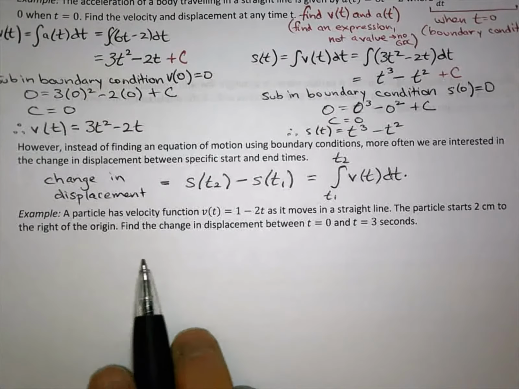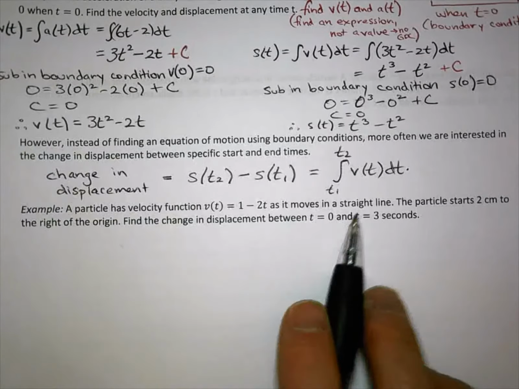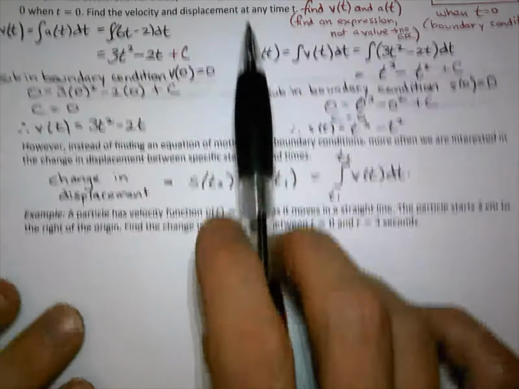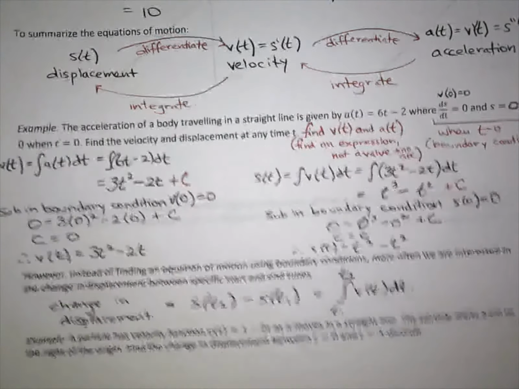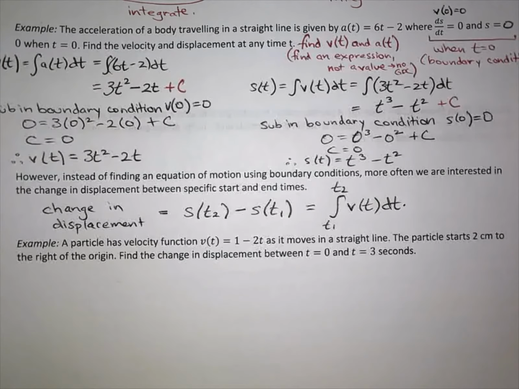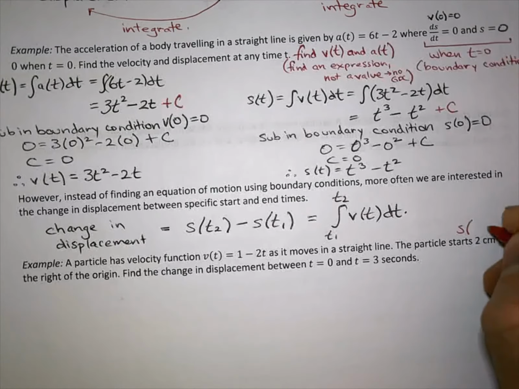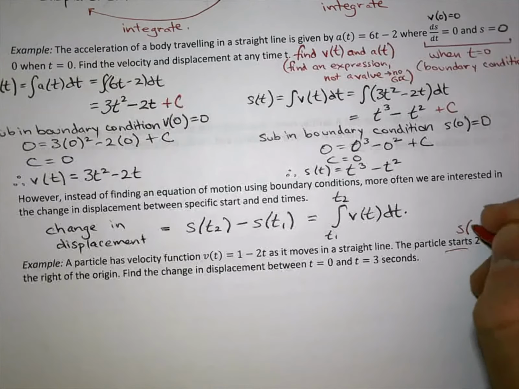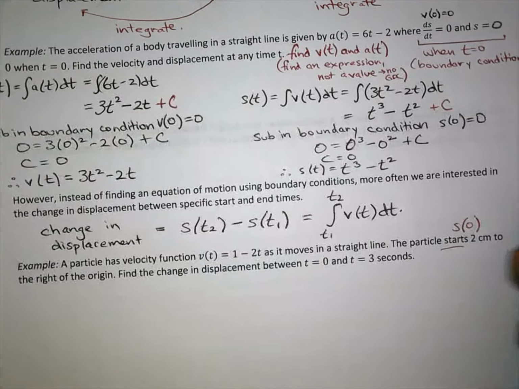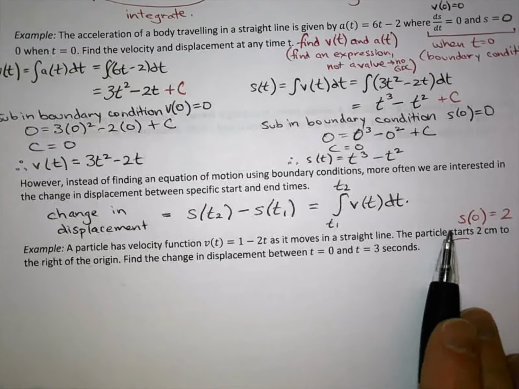A particle has velocity function v(t) equals 1 minus 2t as it moves in a straight line. So that's velocity. Remember, we're in the middle of this diagram now. The particle starts 2 centimeters to the right of the origin. Okay, so what does that mean? That means that's our position or our displacement. So that's s at the start, right? s at 0 is 2 to the right, so that's plus 2. So the particle starts at some position.